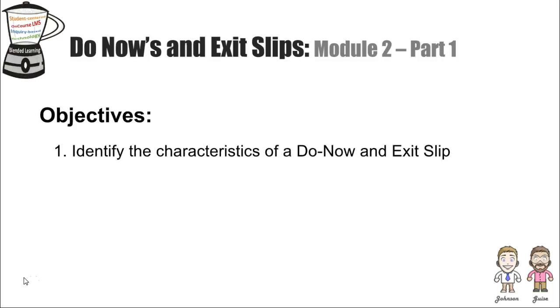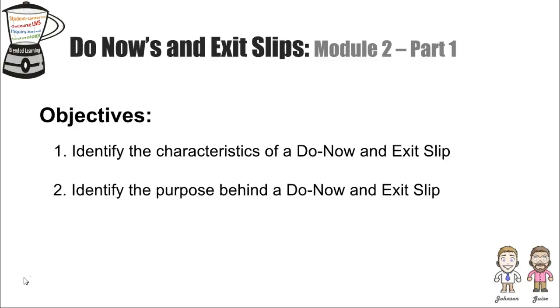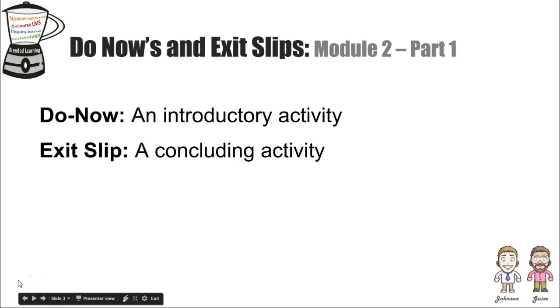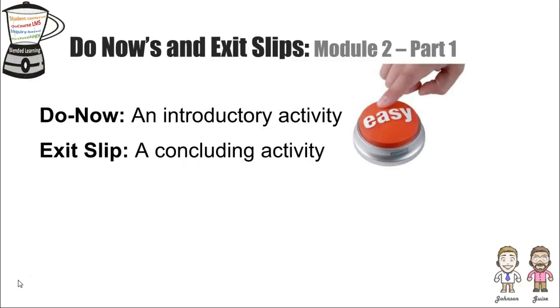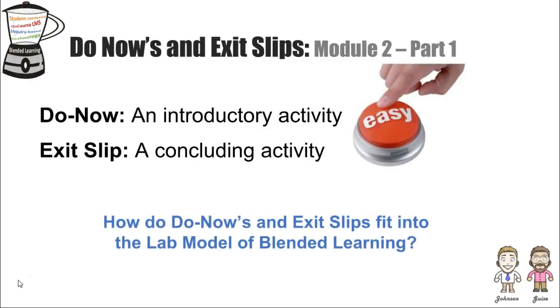Today's objectives are to identify the characteristics of a do now or an exit slip, and to identify the purpose behind a do now or an exit slip. So we all pretty much are familiar with these words and know what they are. Do nows are introductory activities, exit slips are concluding activities. So that's pretty simple. What we want to do in this module instead is ask the question, how do the traditional do now and exit slip fit into this lab model of blended learning?